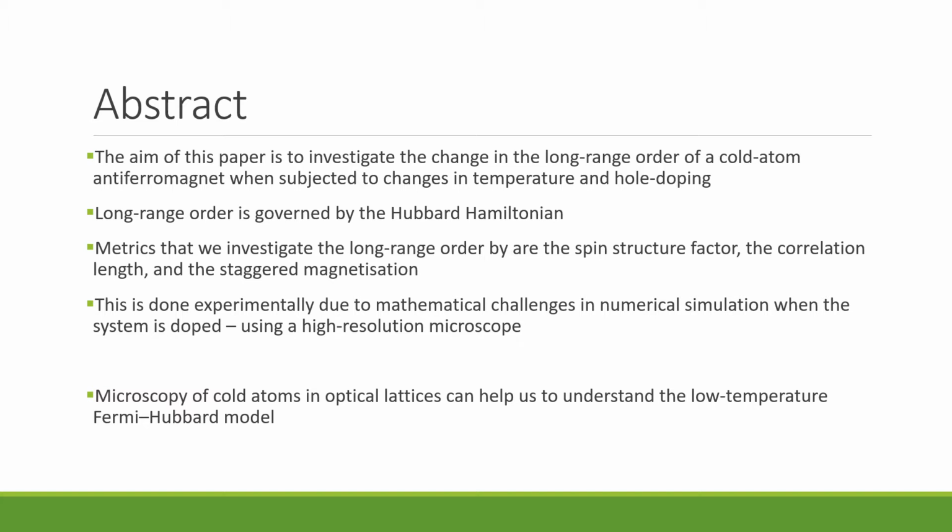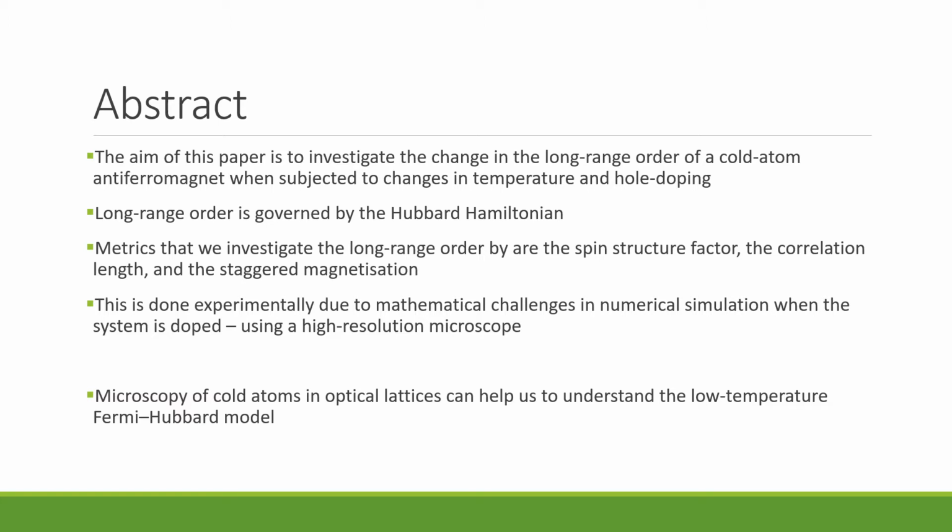The model that they're working within is the Hubbard model, which describes low temperature antiferromagnets quite well. And the parameters that they measure are the spin structure factor, the correlation length, and the staggered magnetization of the system, which all describe the strength of the magnetic order and how long range it is. They do this experimentally using a high-resolution microscope.